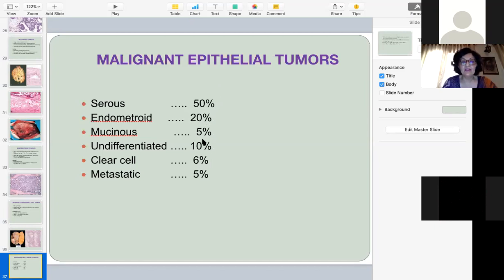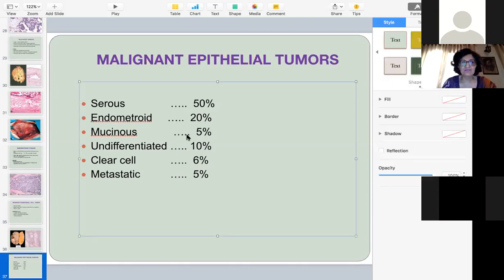So after endometrioid, 10% are undifferentiated tumors, and then there can be clear cell tumors, which are like a type of endometrioid carcinoma and are high grade tumors again, and then mucinous tumors, and then metastatic tumors, which were 5%. We had already discussed that. So the most common malignant and benign tumors are the serous tumors. The second most common benign and malignant tumors are mucinous tumors, but the second most common malignant tumors are endometrioid tumors.